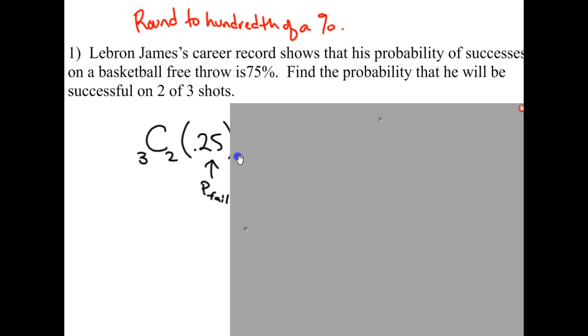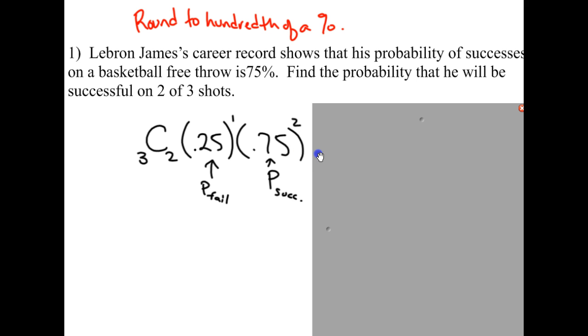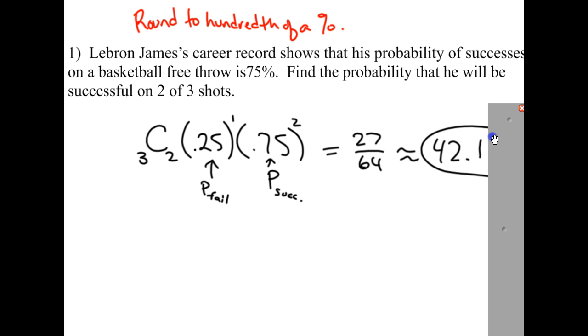So 0.25 is the probability of failure. I want one of those. 0.75 is the probability of being successful. I want 2 of those. So 2 makes, 1 miss. They have to add up to 3. Label this thing: probability of failure, probability of success. And then you might want to even label these exponents: number of failures, number of successes. Then just work that out. Pop that in your calculator. Works out to be 0.4219, or about 42.19%.